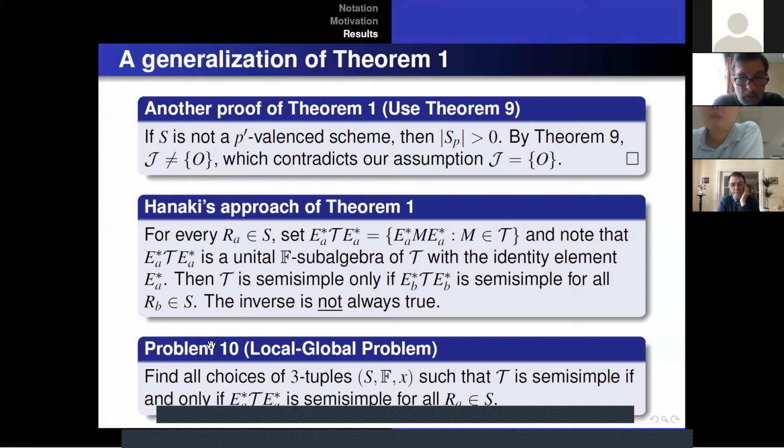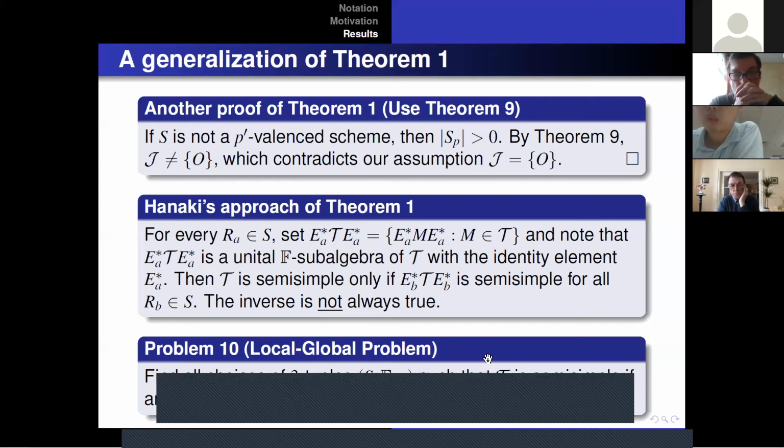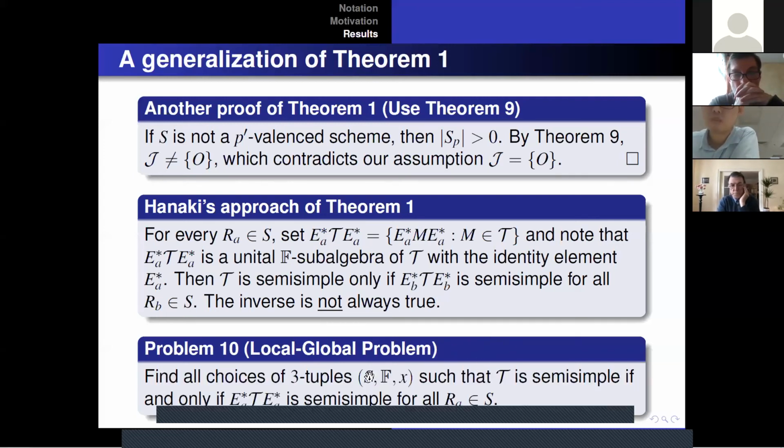For this problem, we can see that if S is a coexisting scheme, for any choice of F and any choice of X, this is true. T is semi-simple if and only if E_i* T E_i* is semi-simple for all i belonging to S. So if S is a coexisting scheme, then you have the if and only if.